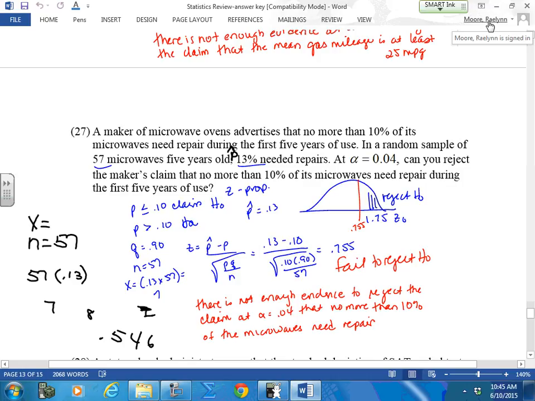Okay? And again, make sure I get an interpretation. It's a good chunk of that problem to give me the interpretation.